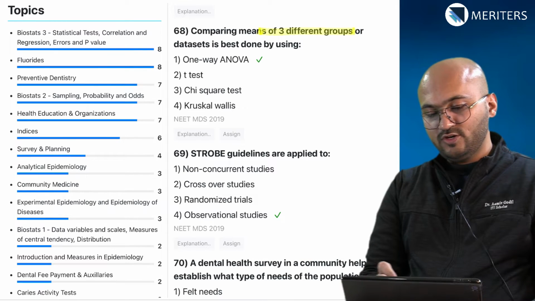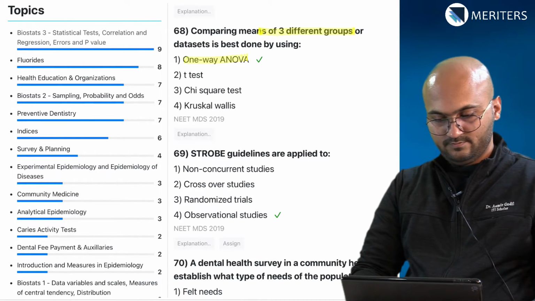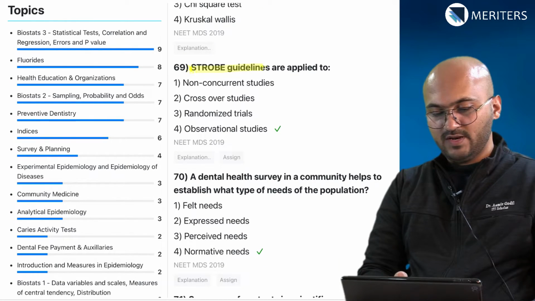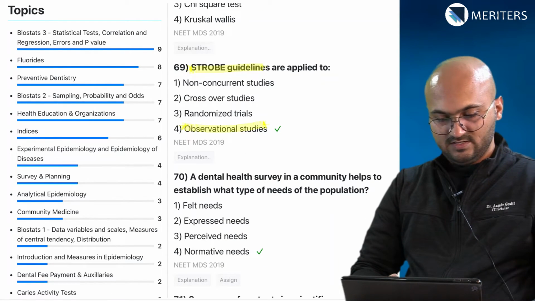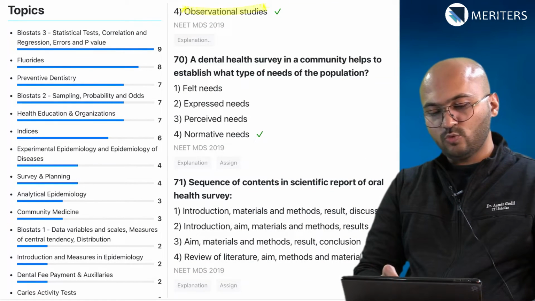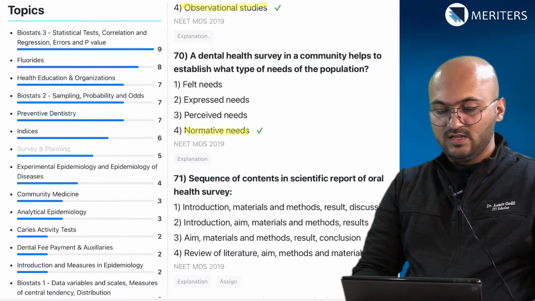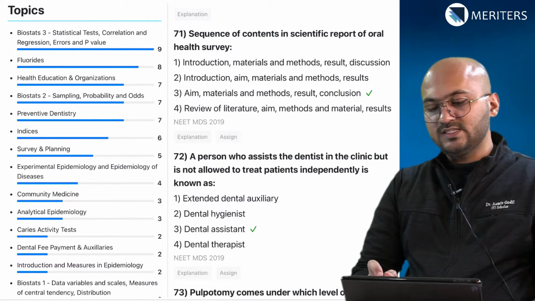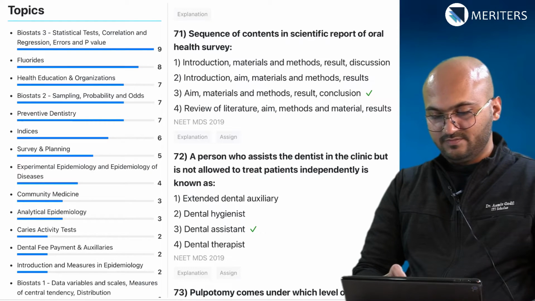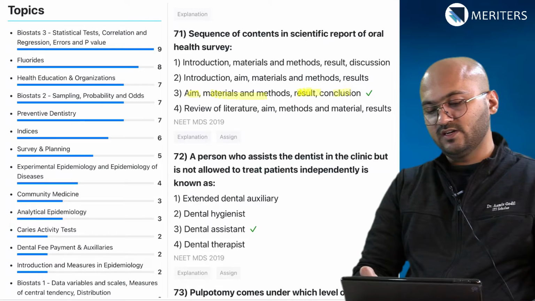Comparing means of 3 different groups or data set is done by one-way ANOVA. STROBE guidelines are applied to observational studies. Dental health survey in a community helps to establish what type of needs of the population. So normative needs. Sequence of contents in scientific report of oral health survey. So anything which is surveyed will have aim, material and method, result and conclusion.